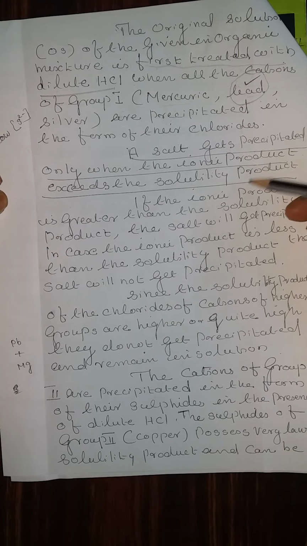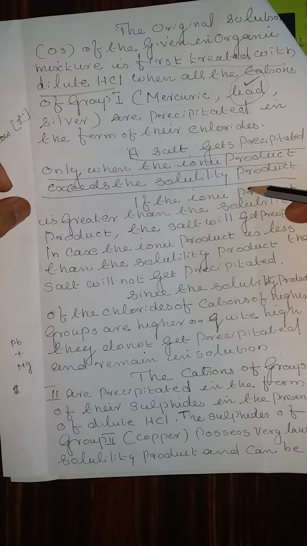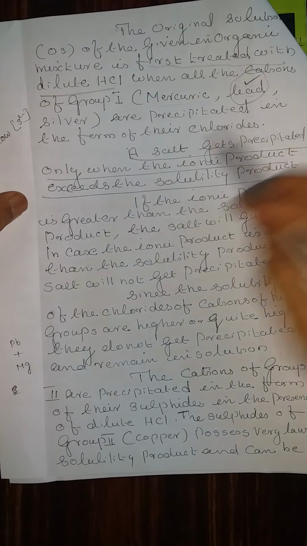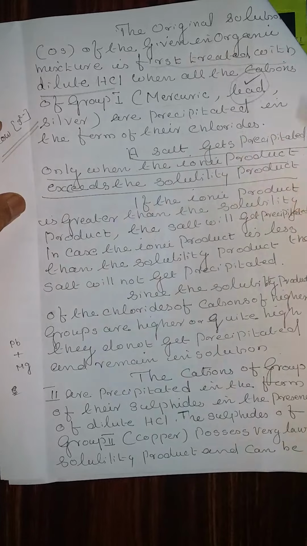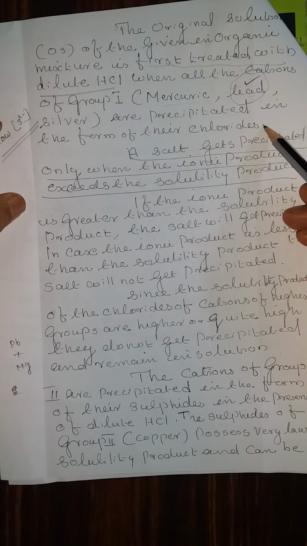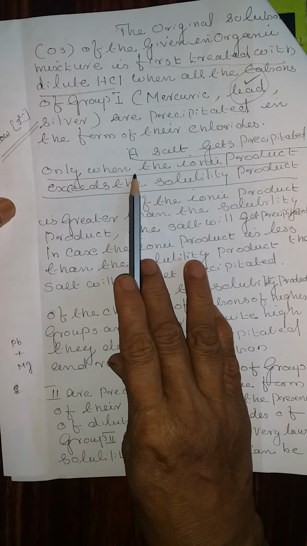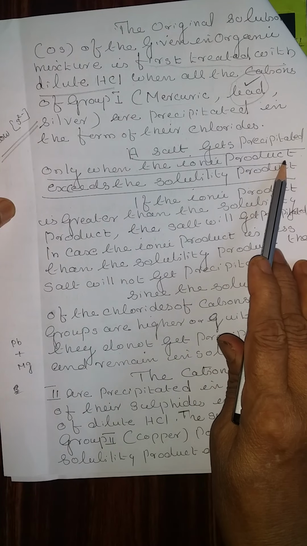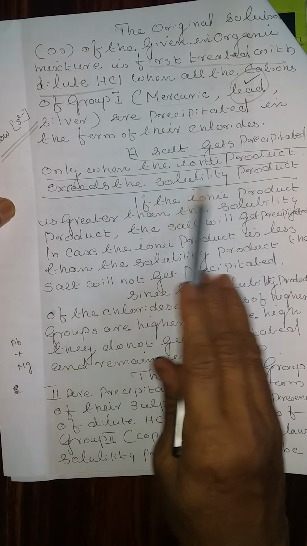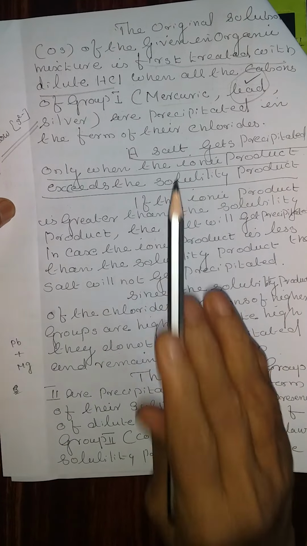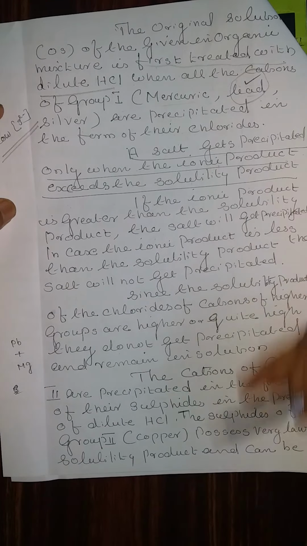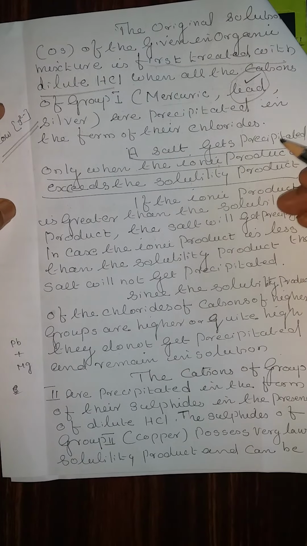Then we are going to see the scientific theory of why lead chloride is precipitated as a white precipitate. A salt gets precipitated only when the ionic product exceeds the solubility product. That is the theory, and it is followed till the 6th group. This is the only theory, an application of solubility product.